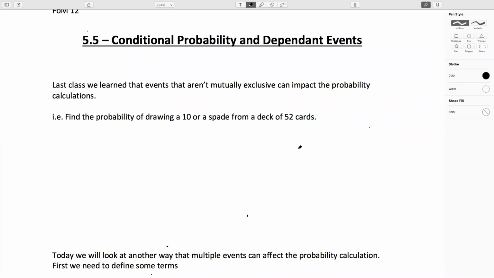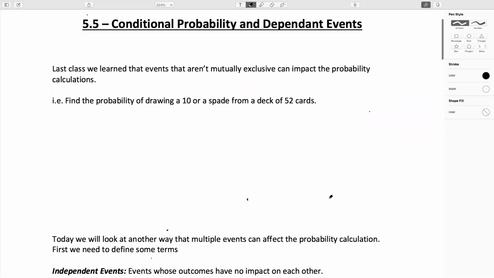So today we're going to talk about some different types of events, something called dependent and independent, as well as something called conditional probability. And the idea here is that sometimes events impact the likelihood of other events, while sometimes they don't. And we have to treat them differently depending on the context of the question. So let's get started. Last class, we learned that events that aren't mutually exclusive can impact the probability calculations. For example, find the probability of drawing a 10 or a spade from a deck of 52 cards. So if we wanted to solve this, we would need to draw ourselves a Venn diagram.